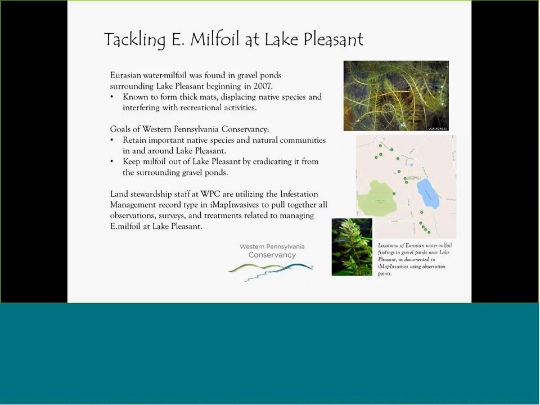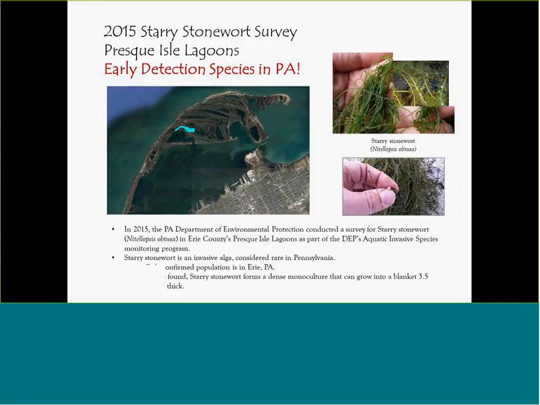And here's a screenshot of just some information that's being found there. This is the observation data that's being found in the gravel ponds in Lake Pleasant. Okay, it's an example of how the infestation management record is being used. A cool example in 2015 is for starry stonewort, which is an interesting invasive species. It was found in the Presque Isle Lagoon.